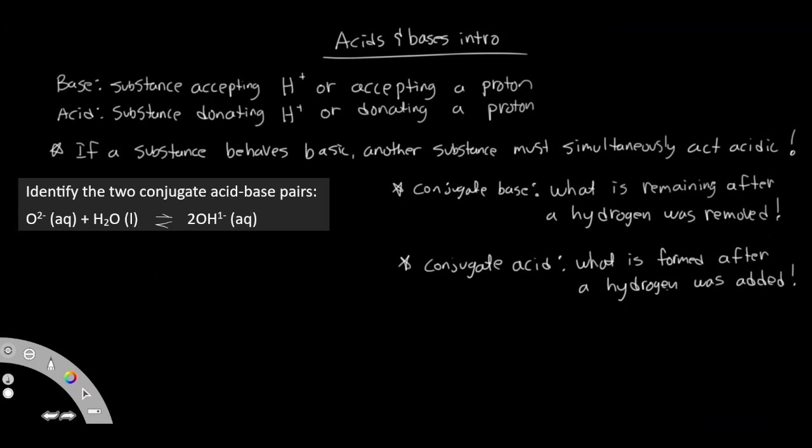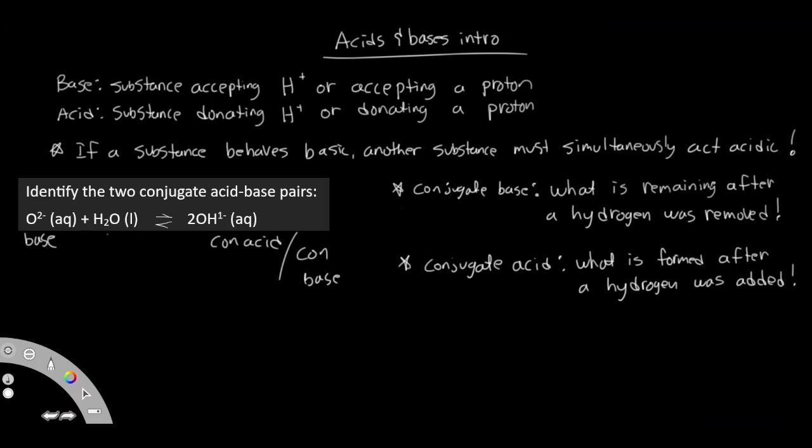So what is formed after a hydrogen was added? This here is a conjugate acid, in respect to this one over here, which would have been the base. However, this could also be the conjugate base. Why is this the case? Because this one here has only 1 H.